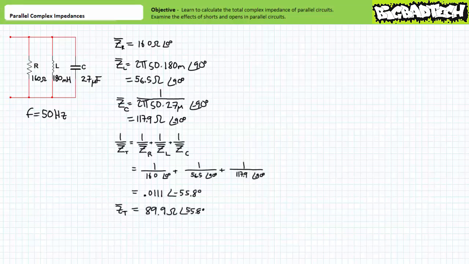When we add 1 over ZR plus 1 over ZL plus 1 over ZC, we arrive at 1 over ZT being equal to 0.011 at an angle of negative 55.8 degrees. Taking the inverse of 1 over ZT, we arrive at ZT, the total impedance, being equal to 89.9 ohms at an angle of 55.8 degrees. ZT, the total impedance of this parallel relationship, appears to be primarily inductive given it's in the first quadrant. This is to be expected given the inductor is the element with the smallest magnitude and is the path through which the largest amount of current would flow. This being said, the capacitor in parallel seems to be moderating its influence.